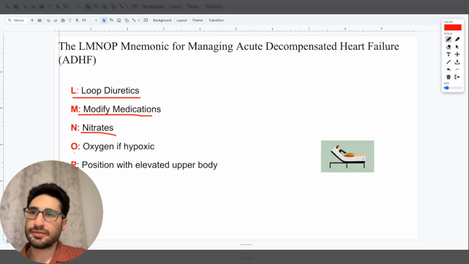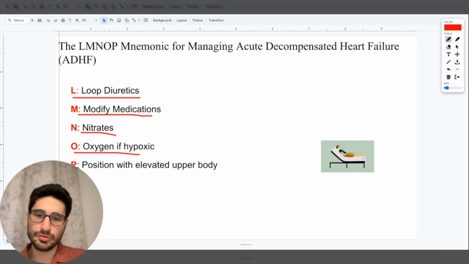Next up, we have the O. So if a patient has hypoxia, this can happen in acute decompensated heart failure because of pulmonary congestion and fluid buildup in the alveoli because the heart is not able to pump as well. So there's going to be backup of blood into the lungs. And so we're going to get pulmonary congestion and fluid buildup in the alveoli. So this is ultimately going to impair gas exchange.